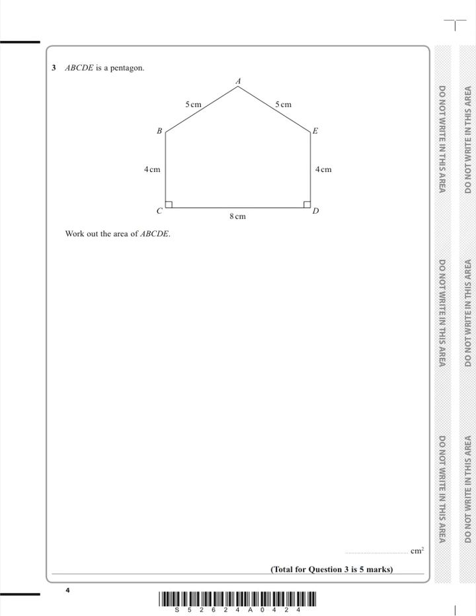Question 3. ABCDE is a pentagon, and we've got to work out the area of that pentagon. So I'm going to split it up into, as I'm sure most of you would, a nice triangle there and then a rectangle. So I'm going to do the rectangle first. So the area of that is just going to be 4 by 8 centimetres, which gives 32 centimetres squared.